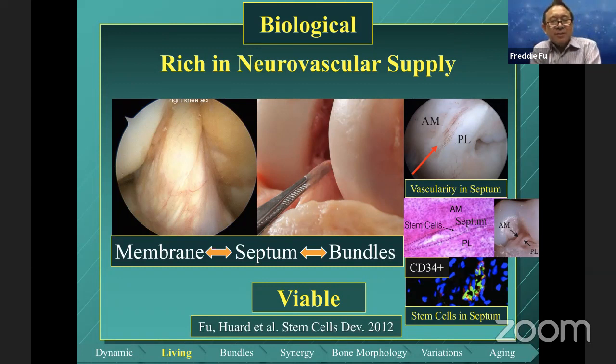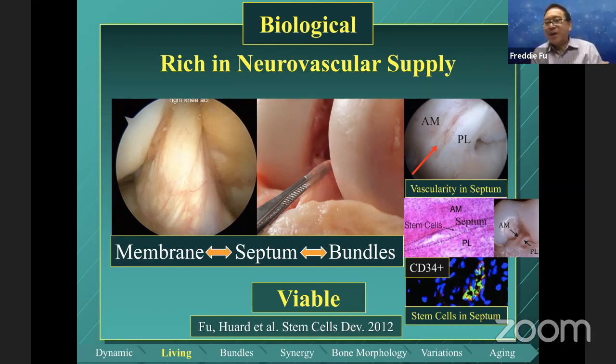There's a membrane coming from the meniscus to the ACL, and the membrane will form septums. And the septum divides the ACL into bundles. Two bundles in human beings, animals, three bundles. And what we found in the laboratory with Dr. Hewitt years ago is that we actually look at fetuses as well as patients we operate on. And within that septum, right here, beautiful septum, there's stem cells, there's nerve, and this is where your lifeline of the ACL comes in.